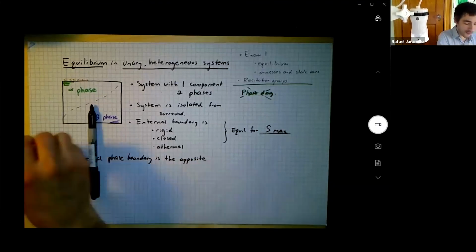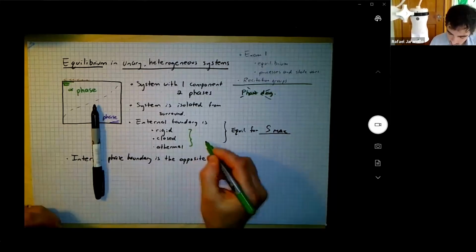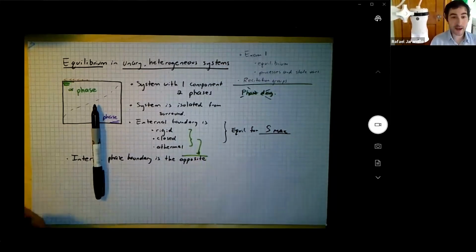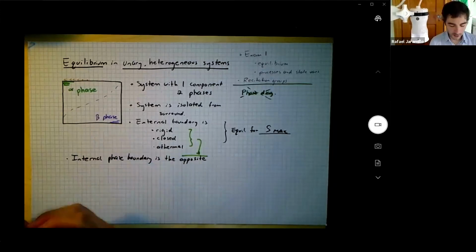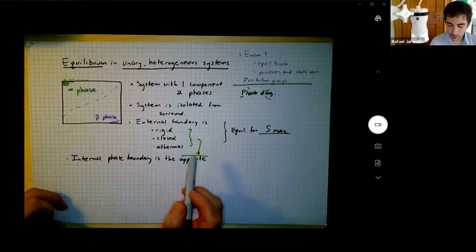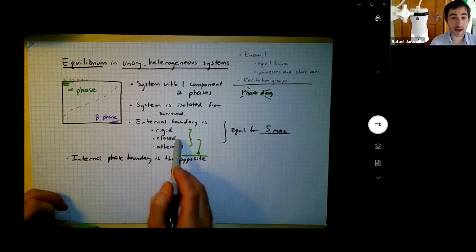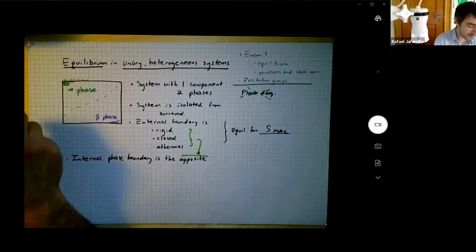The internal boundary is part of the problem statement. This isn't always true. So there's a boundary between the phases internally. Think of the boundary between the ice and the water in your glass of ice water. That's an example. That internal boundary is non-rigid, it's open, and it's diathermal. So it's the opposite of the external boundary. So that's the problem setup.